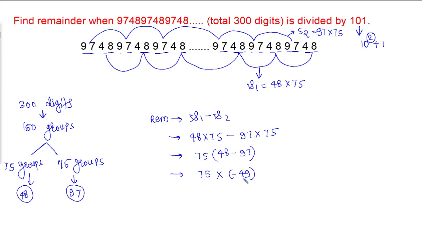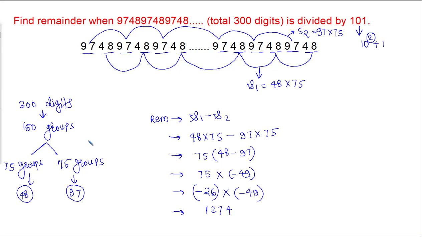Now we are supposed to divide this number by 101. So what I will do is divide 75 by 101. The remainder is going to be how much? Minus 26, into minus 49. Now let's multiply 26 into 49. If we multiply 26 into 49, it is going to be 1274, positive 1274. Now if we divide a number by 101, the remainder has to be less than 101.